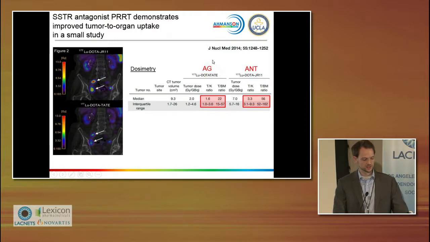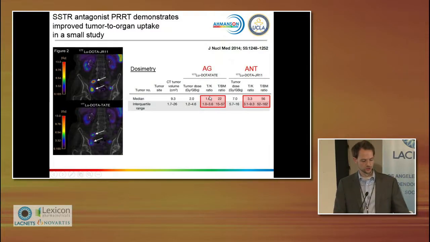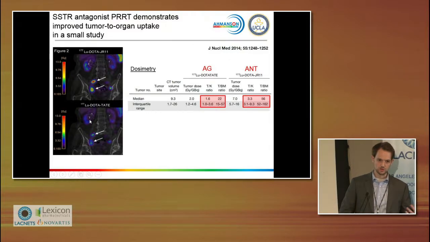You can see that the agonist, the lutetium dotatate, in a median result showed a lower tumor to kidney ratio and a lower tumor to bone marrow ratio. So 1.6 versus 3.3, 22 versus 56 as compared to the antagonist, which is called here the DOTA JR11. On the left, there is a patient example, one of the patients, where you can see this is really the radiation dose patients receive in gray, and there's a higher radiation dose to those 2 lesions in the pelvis. So those are theoretic data.